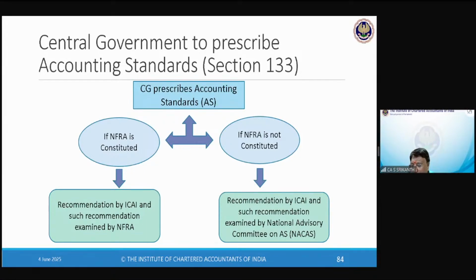When will they be asked to go? It will take until NFRA is fully equipped. NACAS, the National Advisory Committee on Accounting Standards, is still working, even though NFRA was established in 2013 to replace it. The NACAS was reconstituted in 2014. The old NACAS was there under the old law. Now it has been reconstituted under the new law to continue its work until NFRA is fully operational. The ICAI, which develops accounting standards, recommends them to NACAS, which in turn advises the Ministry of Corporate Affairs.